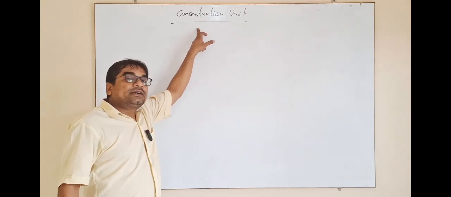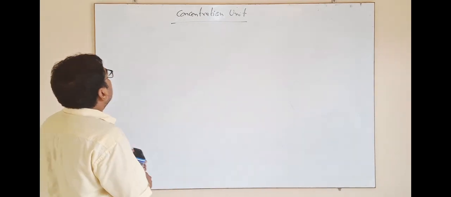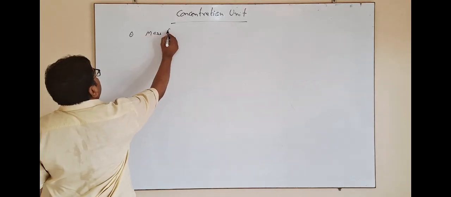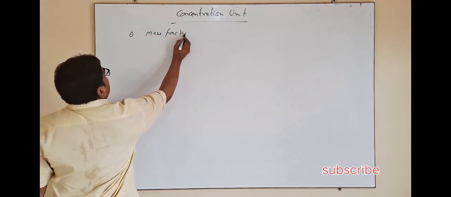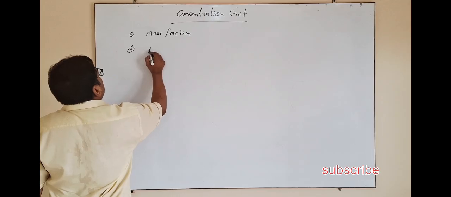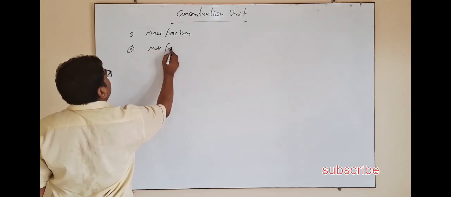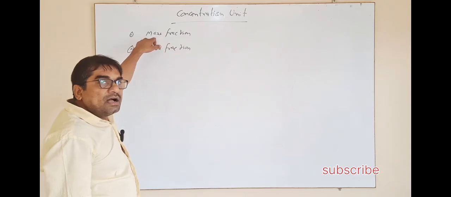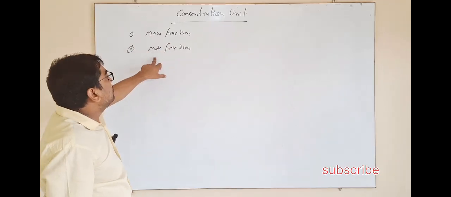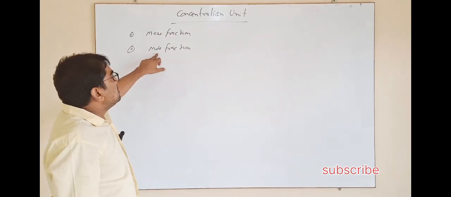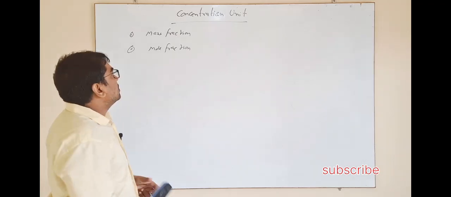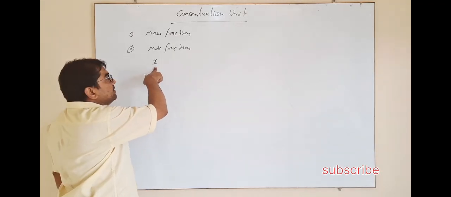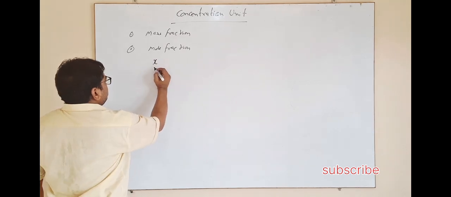In the previous segment of concentration units, we discussed mass fraction in detail, and also mole fraction. Mass fraction was related to the mass of solute and solvent, while the mole fraction was related to the number of moles of solute and solvent. It was represented by chi. Let me brief here about the mole fraction.